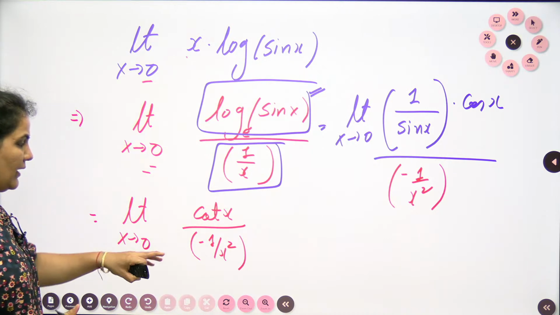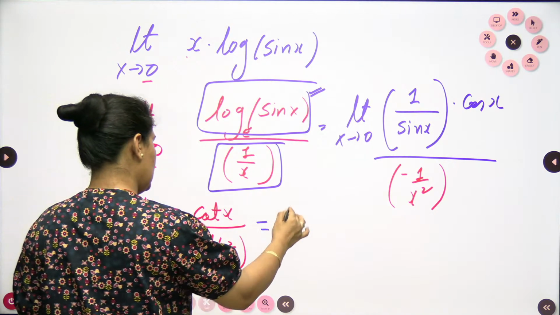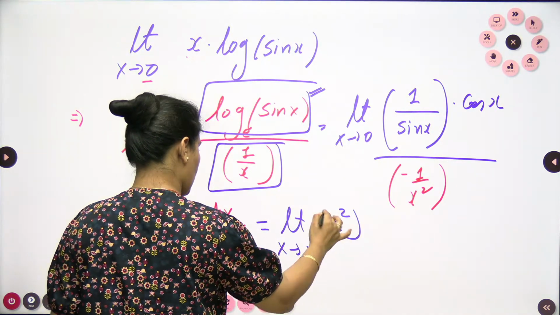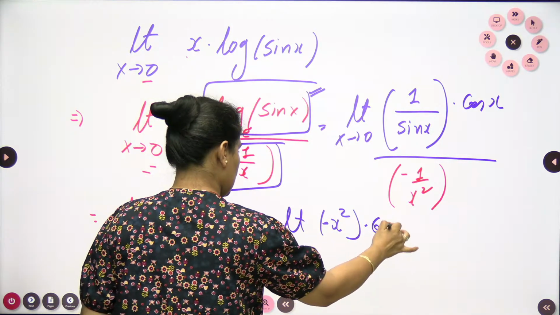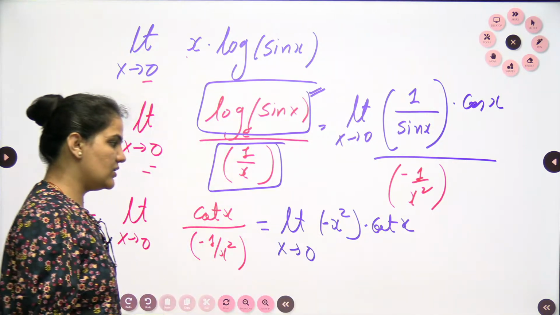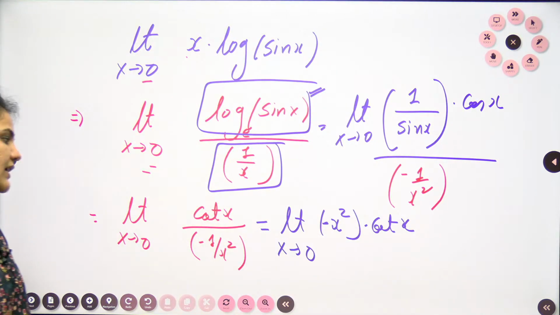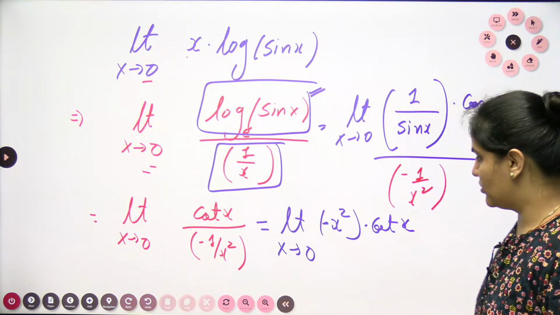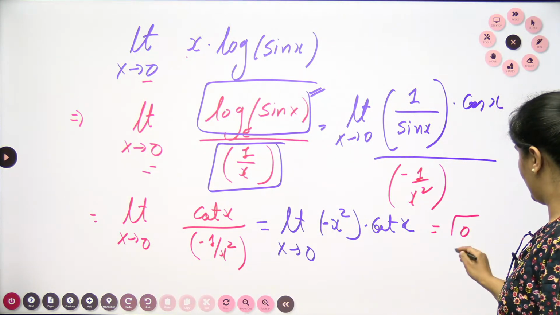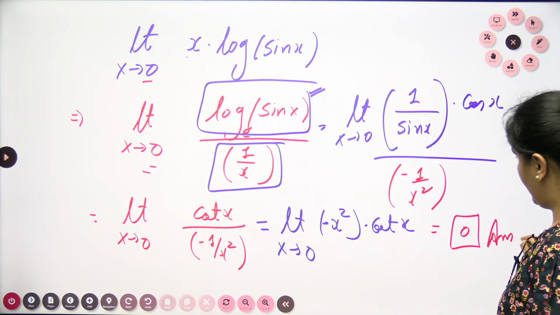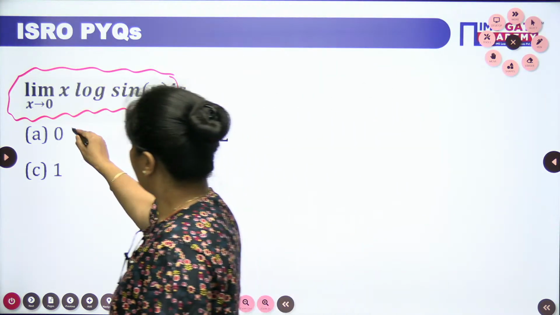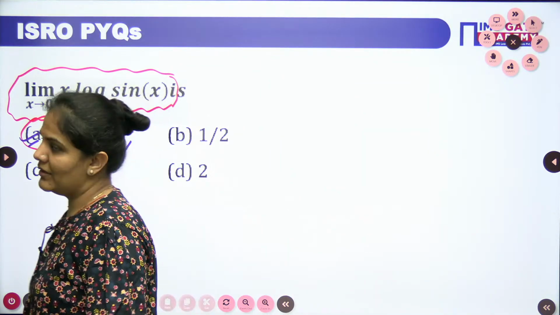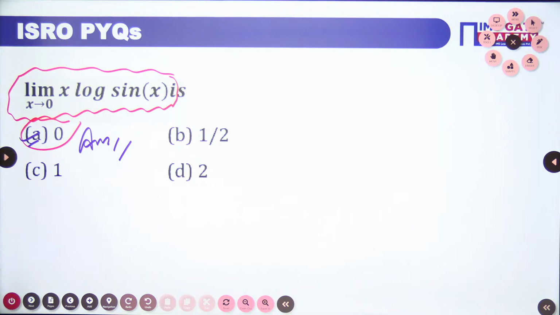If I multiply again, this will be limit x tends to 0 of minus x square into cot x. Cot 0 is 0, and when I solve here, I can see the result is 0 into something, which is 0. Very good, Surjit. So my final result will be 0, which I can see in option A. Dear students, we can approach it very easily.